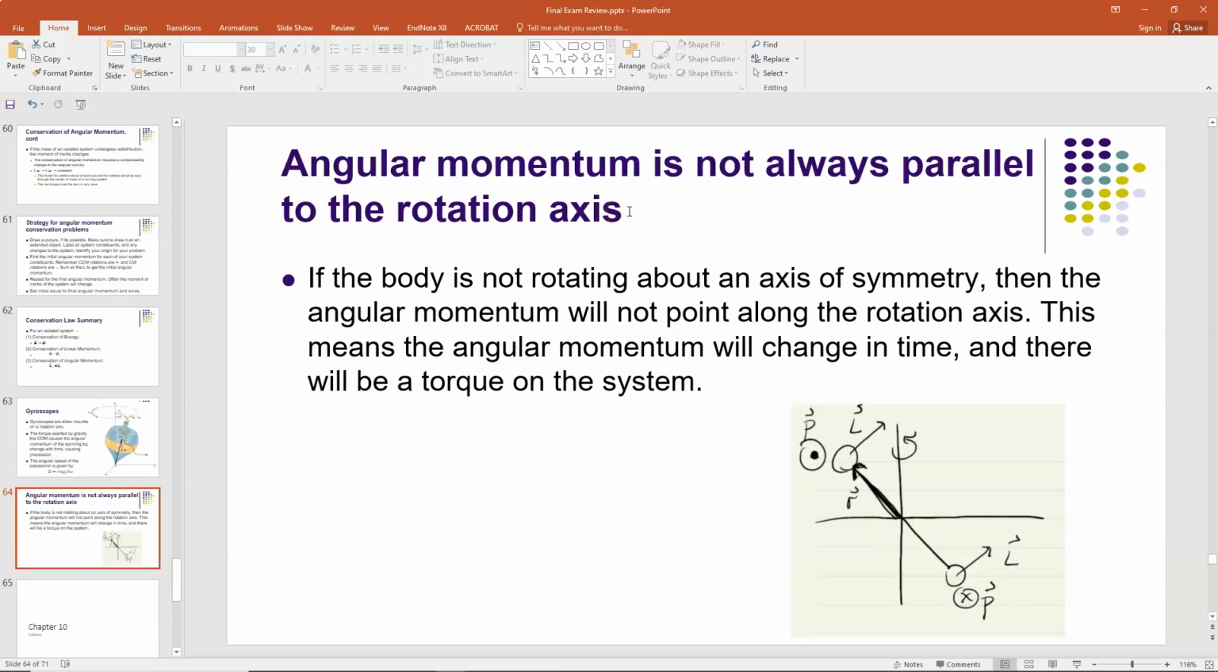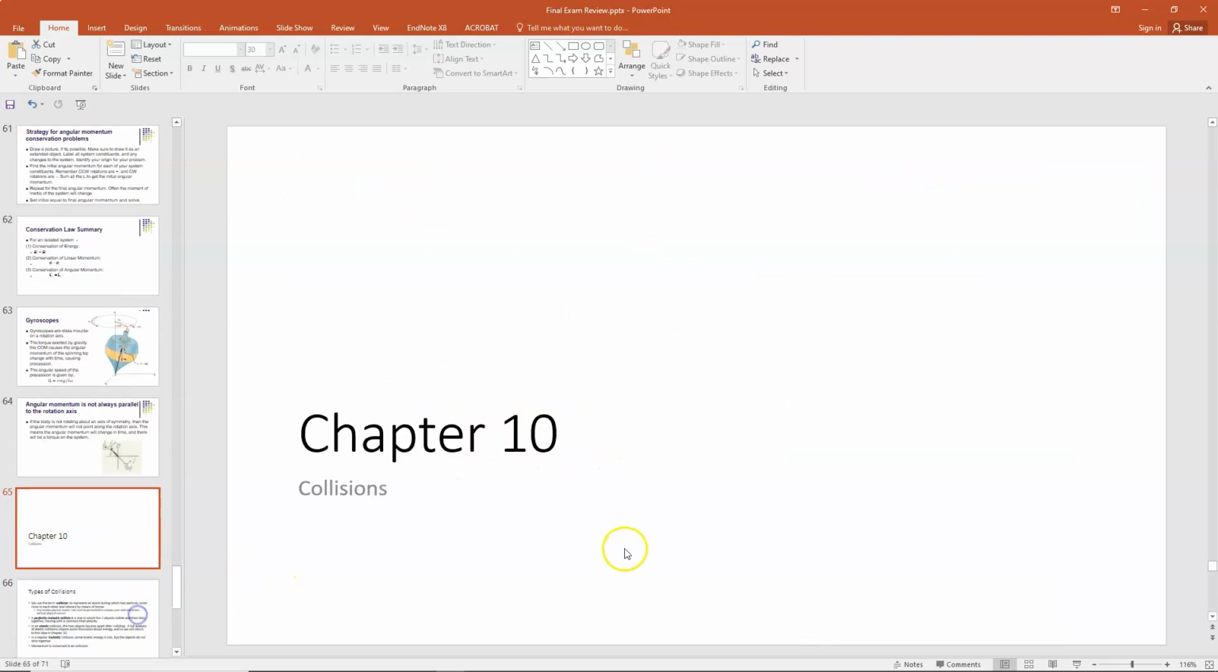Remember, we talked about this just briefly, but your angular momentum isn't always parallel to the rotation axis. It doesn't have to be. If it's not rotating about an axis of symmetry, then it's not going to point along the rotation axis. And that means that, ladies and gentlemen, you need to have your wheels aligned every once in a while.